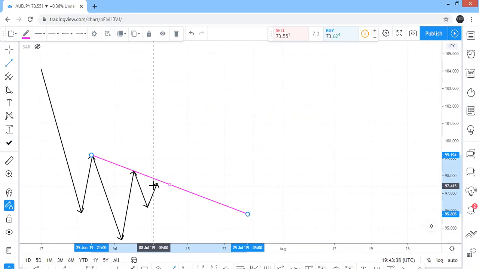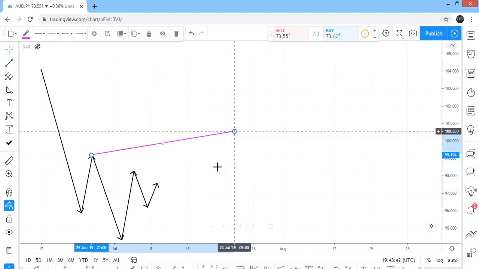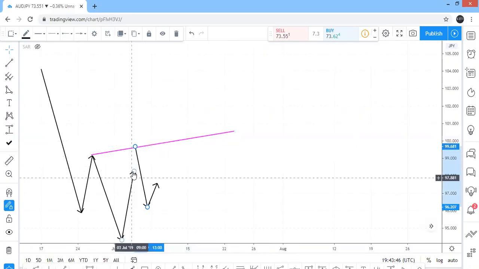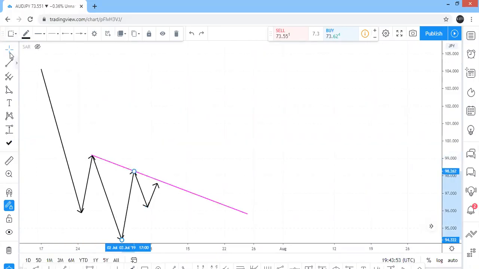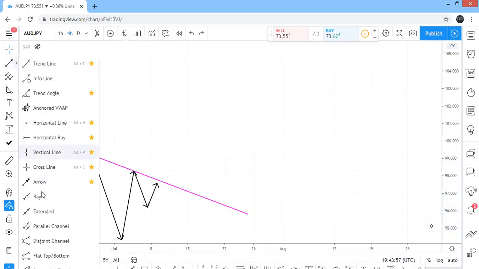It cannot be facing this way. Please don't make it face this way. If you have a situation where it looks like this, it's not tradable. Don't trade it. It has to be facing down.